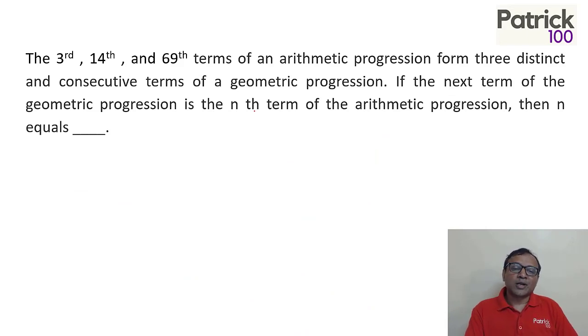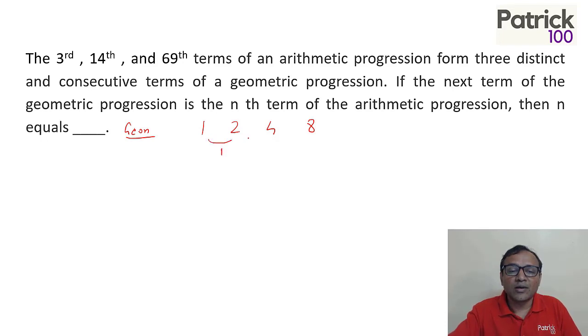Arithmetic progression, geometric progression. There is a little property here. Suppose I'm taking a geometric series with a ratio of 2: 1, 2, 4, 8. The difference of 1 and 2 is 1, the difference of 2 and 4 is 2, the difference of 4 and 8 is 4. It increases by twice, which is nothing but the ratio of 2.